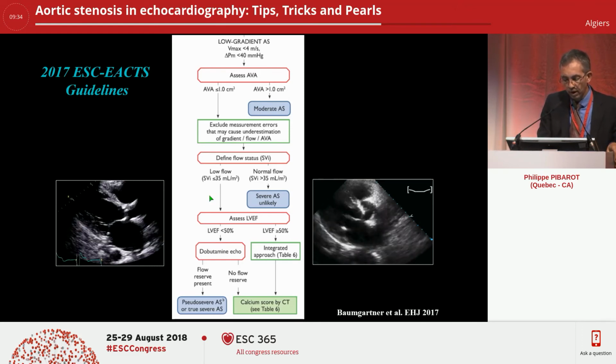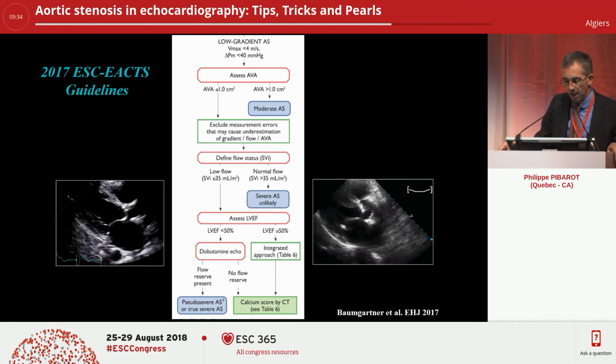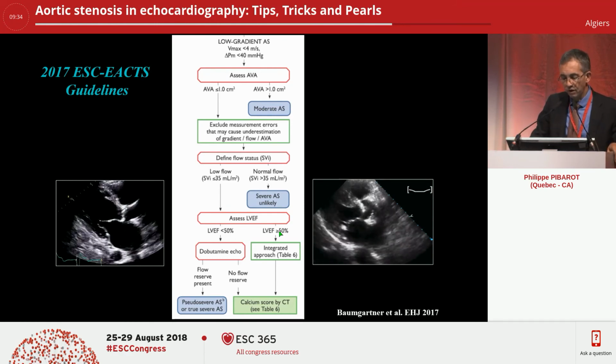If you have low flow, then you look at the LV ejection fraction. If you have reduced LV ejection fraction, that's a classical low flow, and dobutamine stress echo is the way to go. And if there is significant flow reserve and the gradient increases above 40, you can differentiate a pseudo versus a true severe AS. If there is no flow reserve, or limited flow reserve, you will probably have no conclusion at the end of the dobutamine. And this is where you should consider another imaging modality, the calcium scoring, using a non-contrast CT, a very simple imaging modality that is very helpful.